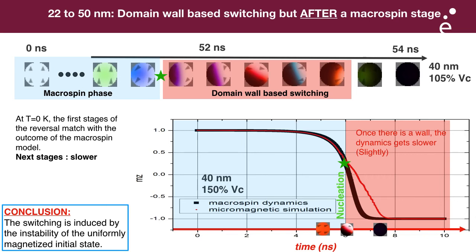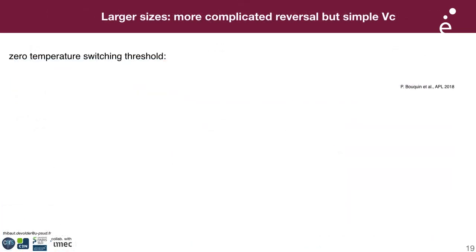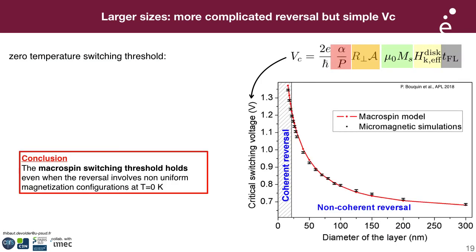So the switching is in all cases induced by the instability of the uniform state, but it can involve a domain wall based mechanism as soon as the system is large enough. So at larger sizes the reversal becomes more complicated, with sometimes several domain walls in the system. But what is very important is that anyway, to get the switching, you need to destabilize the uniform state. So to get the switching, you need to have a voltage that is equal to the critical switching voltage of a uniform magnetization, which is the macrospin model.